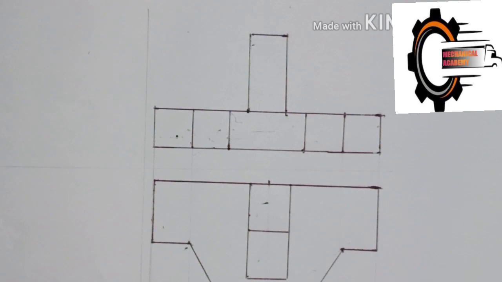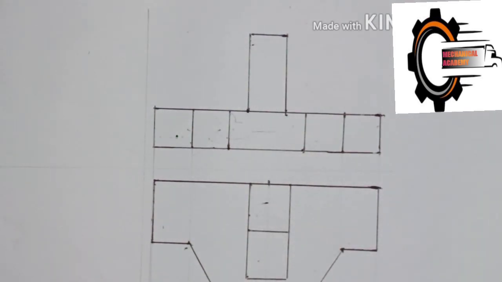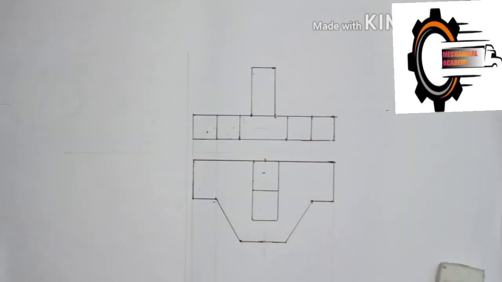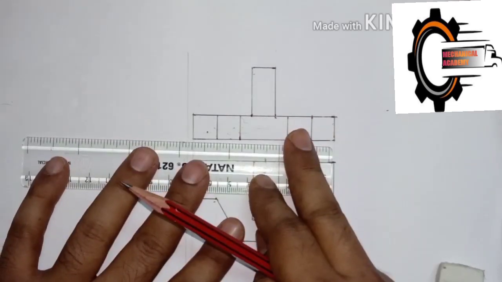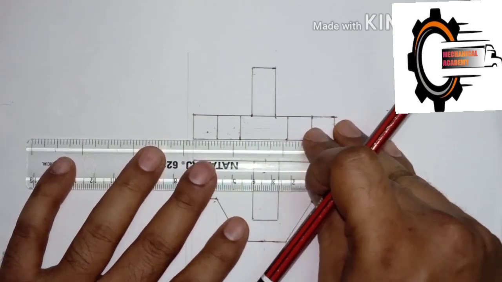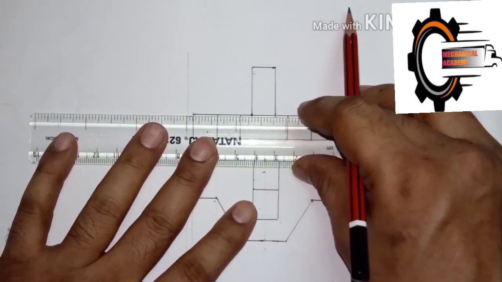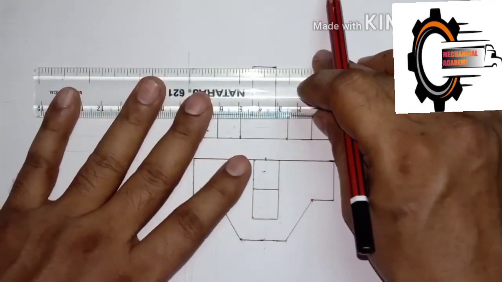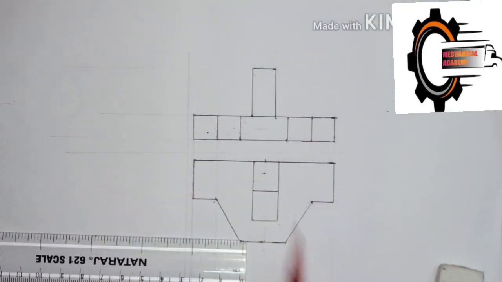That's it. So this is the top view. This is the front view and this is the top view. Okay, that's it. Now we have to draw this side view. So we have to draw the lines. First of all, I have to project the front view to the horizontal lines like this, and this one also.